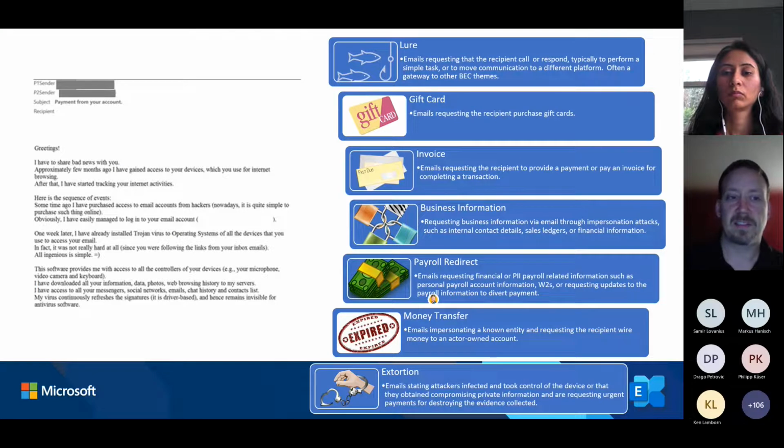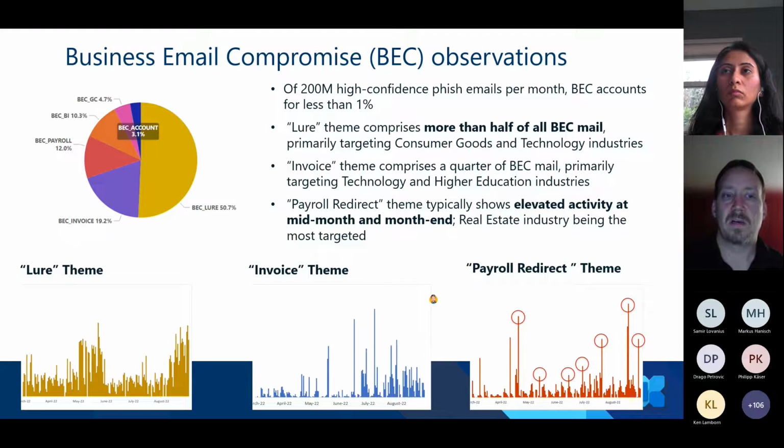Okay, so this aims again to give you some scenarios and examples about the way we think about BEC attacks on inbound and the way that we categorize them. Just to share a little bit of data and some of the insights that we see more recently: BEC lure, the open-ended, natural, one-liner mails, make up over 50% of all of the BEC-related mails that we see today. And just to give you a general scope, we see over 200 million high confidence phish emails per month that we're currently blocking and protecting against in MDO. The BEC mails related to this account for less than 1% of that total volume.